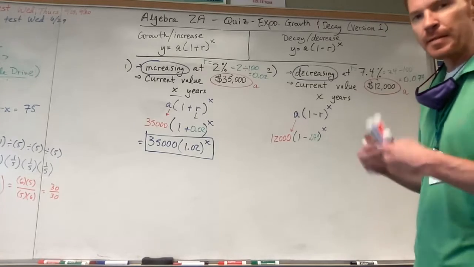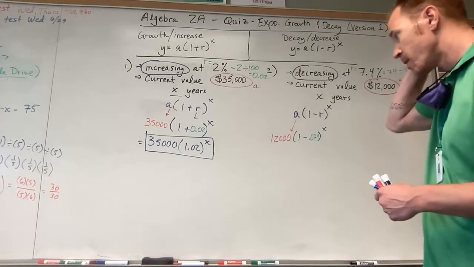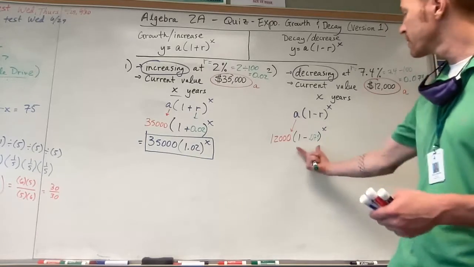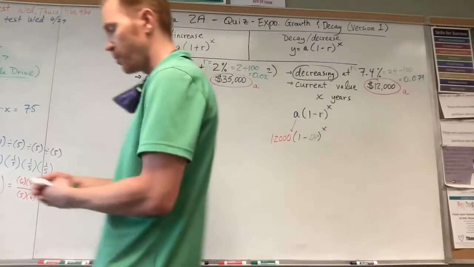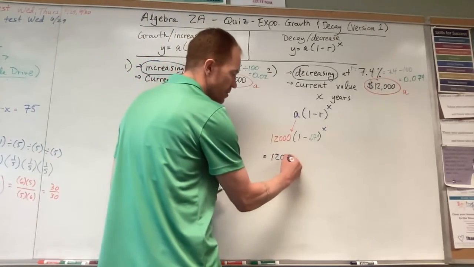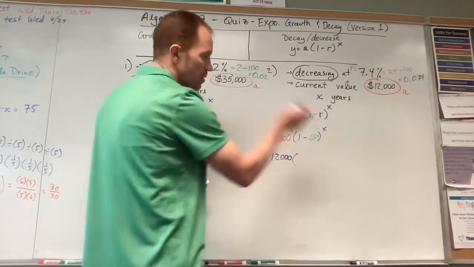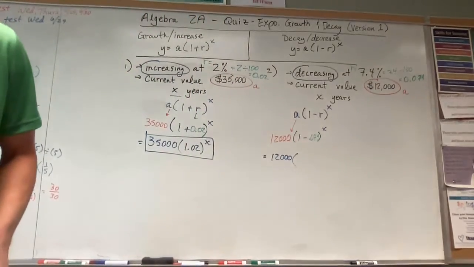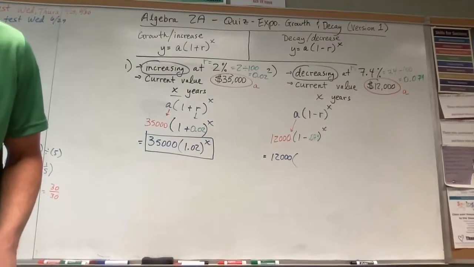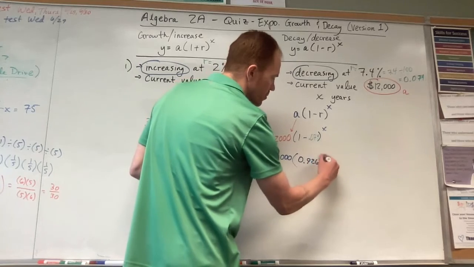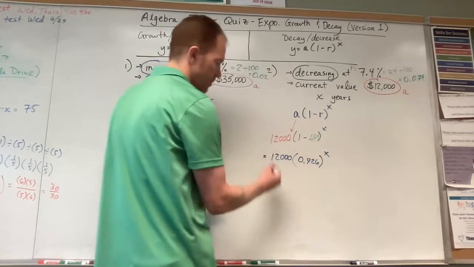And again, in my opinion, the hard part's over. I'm just going to simplify. I'm going to do the operations that I can here. I can do 1 minus 0.074, but everything else will stay the same. So we'll have our 12,000, and this comes out to, I believe it's 92.6. Oh boy, 1 minus 0.074. Yeah, 0.926 to the power of x. That's it.